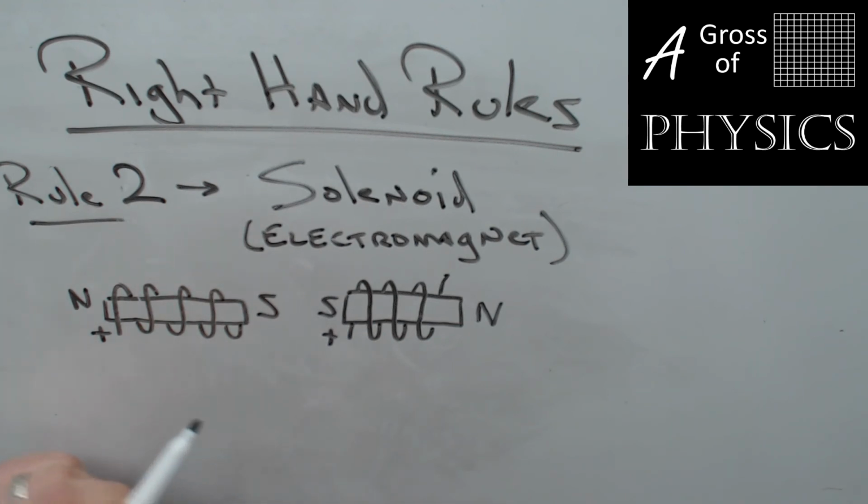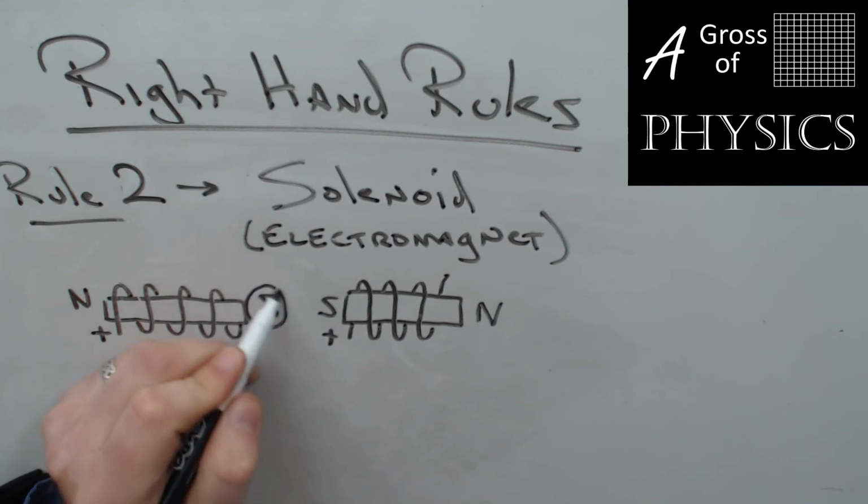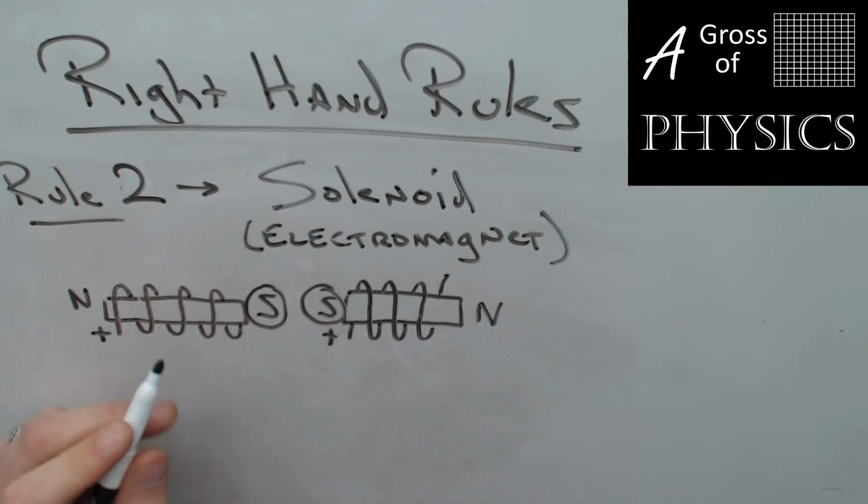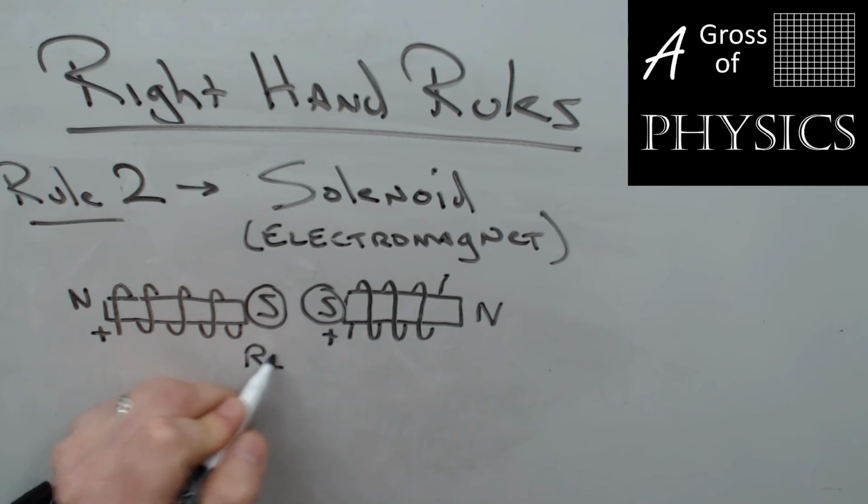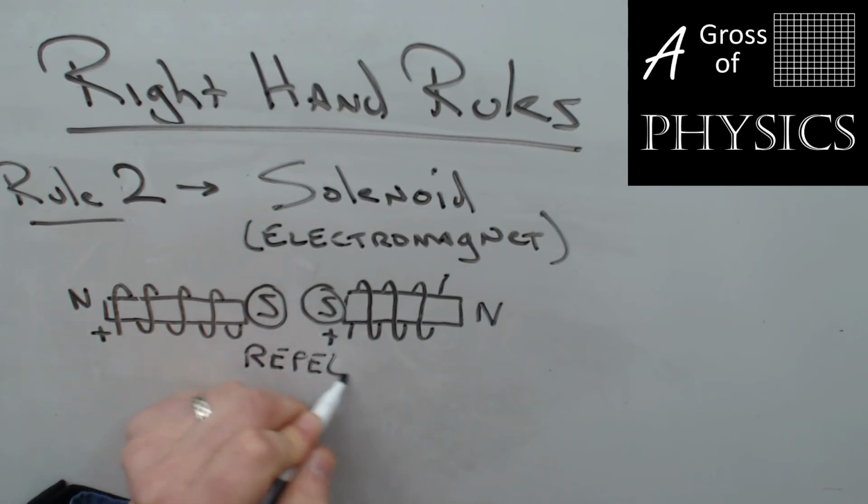And assessment questions will ask things like, what will happen to the 2 solenoids? Will they be attractive or repulsive? So the first step would be determine where the north and south poles are, like I just did. And then what I would do is realize that we have 2 souths next to each other. So the interaction would be that they would repel one another.